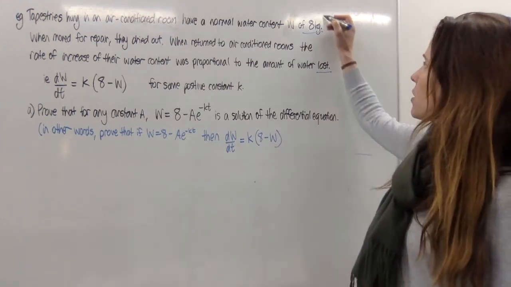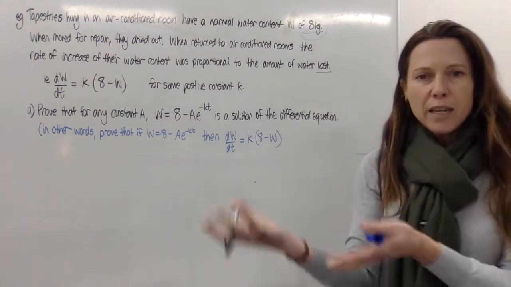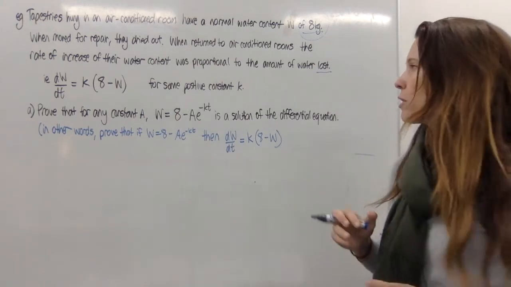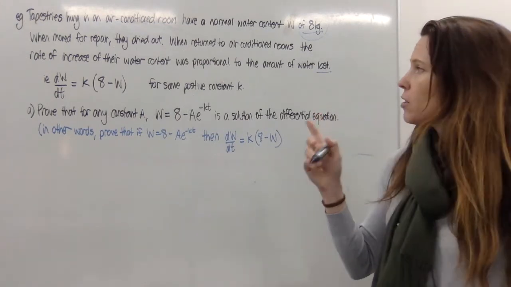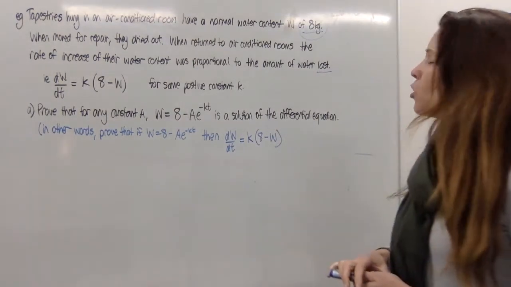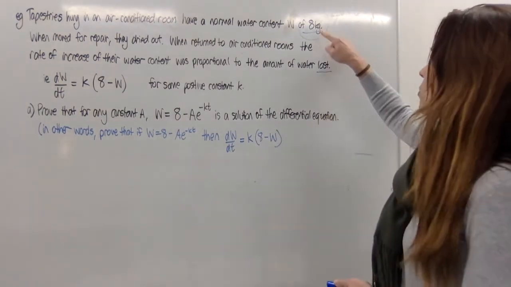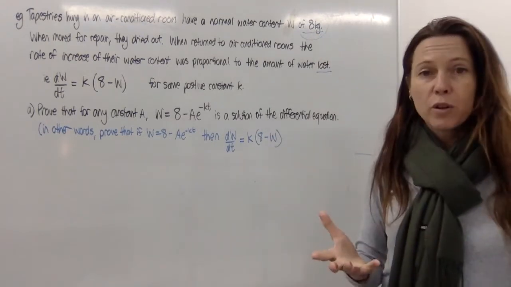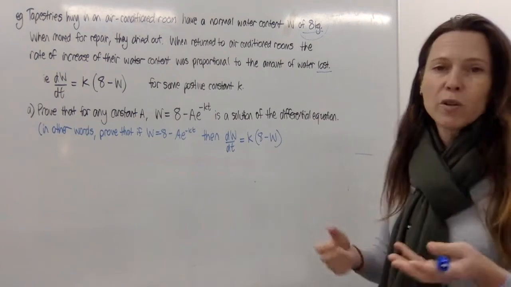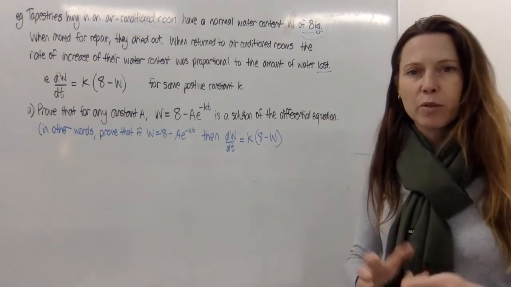We've got tapestries that have got quite a lot of water in them. We're taking them away and they're getting drier. We're bringing them back and they're getting more moisture into them again. And the rate of increase is proportional to how much they lost. So if we know that the normal amount of water that they had was 8, but the water content that they have now, any one of them, is W, then the amount of water they've lost would be 8 minus W, wouldn't it?